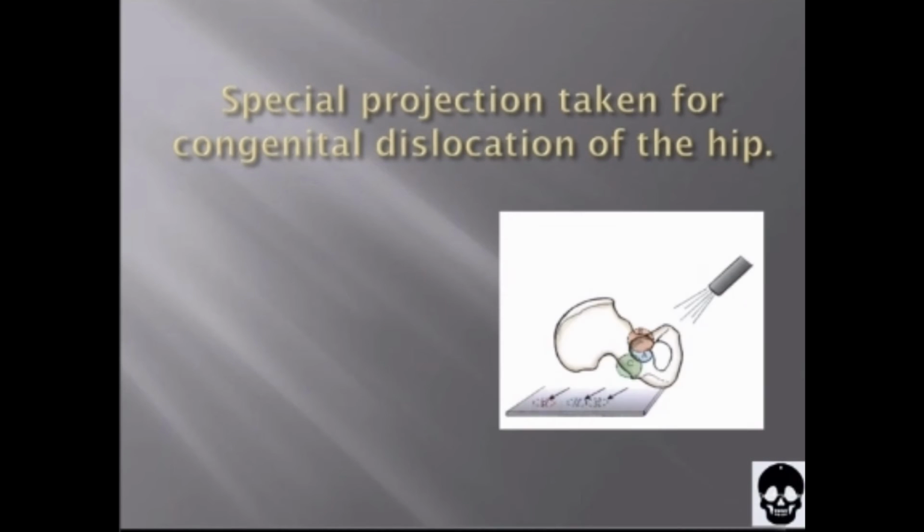We also have a special projection taken for congenital dislocation of the hip. Martz and Taylor recommended two AP projections of the pelvis for demonstration of the relationship of the femoral head to the acetabulum in patients with congenital dislocation of the hip. The first projection is obtained with the central ray directed perpendicular to the pubic symphysis to detect any lateral or superior displacement of the femoral head.